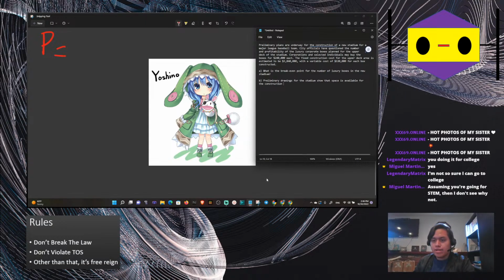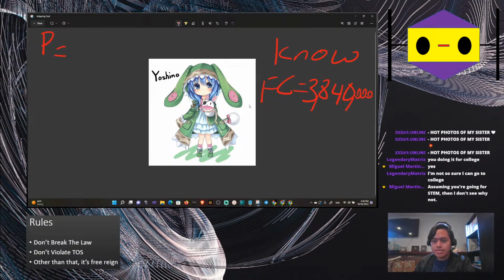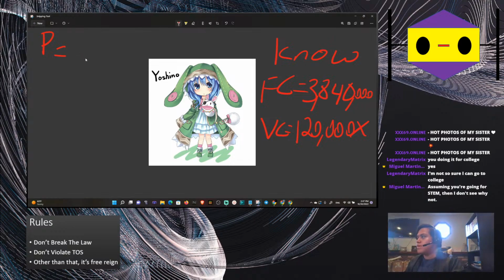Our variable cost is 12,000x, so VC is equal to 120,000x. Okay? Which one? Our variable cost. So we know that profit is equal to, oh, and then SP, our sales price, is equal to 240,000x. Make sense? Okay, so our profit equation is going to be as follows.